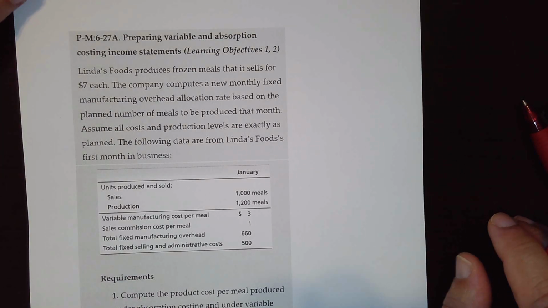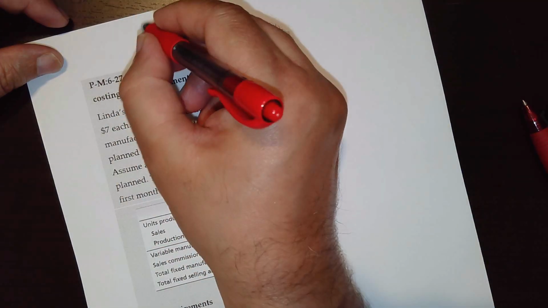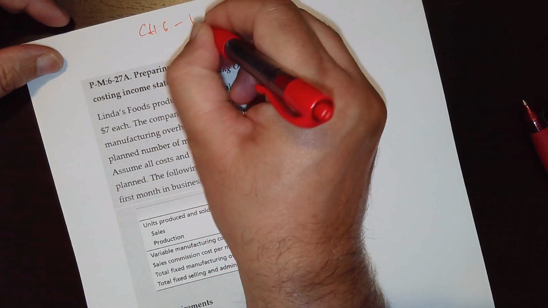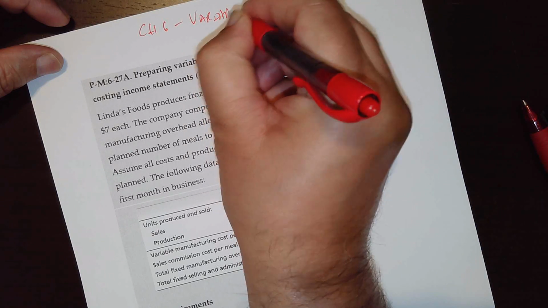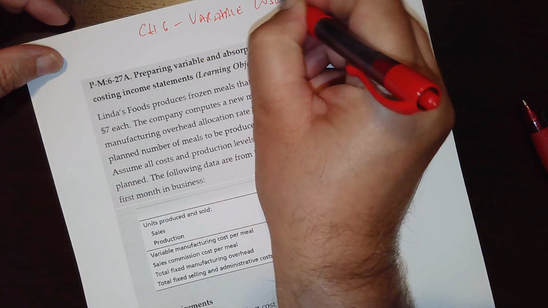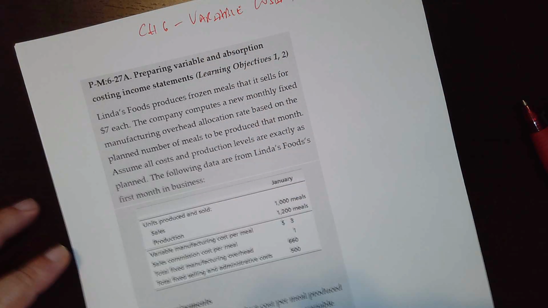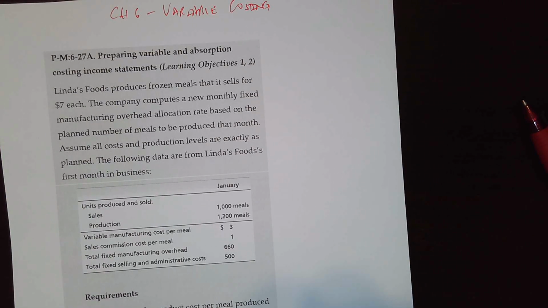Today we are going to talk about chapter number 6, variable costing, in which we discuss two important parts. One is called variable costing and the other is called absorption costing.